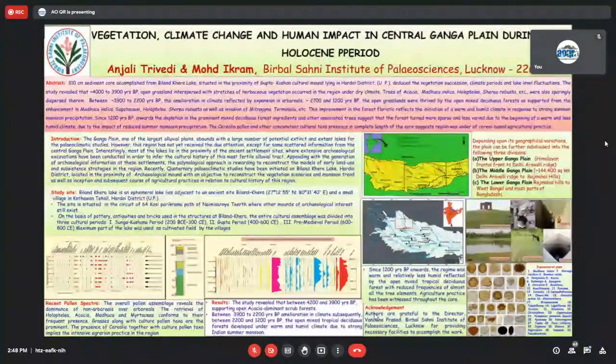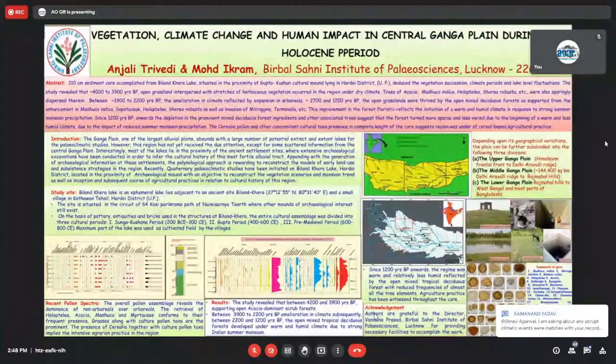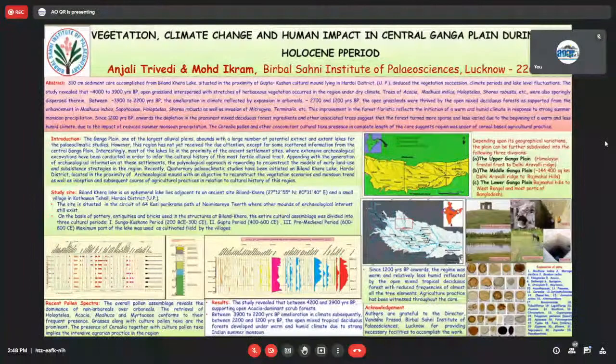On that basis, we have divided the model into 4 divisions. First, the study revealed that 4,000 to 3,900 year BP supported an open acacia-dominant scrubby forest, and between 3,900 and 2,200 year BP an amelioration in climate is present, showing that the invasion of trees started. Subsequently, between 2,200 year BP and 1,200 year BP, an open mixed tropical deciduous forest developed under warm and humid climate conditions due to a strong Indian summer monsoon.